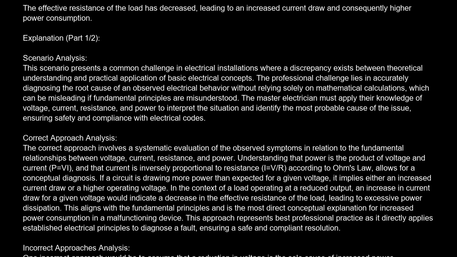In the context of a load operating at a reduced output, an increase in current draw for a given voltage would indicate a decrease in the effective resistance of the load, leading to excessive power dissipation. This aligns with the fundamental principles and is the most direct conceptual explanation for increased power consumption in a malfunctioning device. This approach represents best professional practice as it directly applies established electrical principles to diagnose a fault, ensuring a safe and compliant resolution. Incorrect approaches analysis.